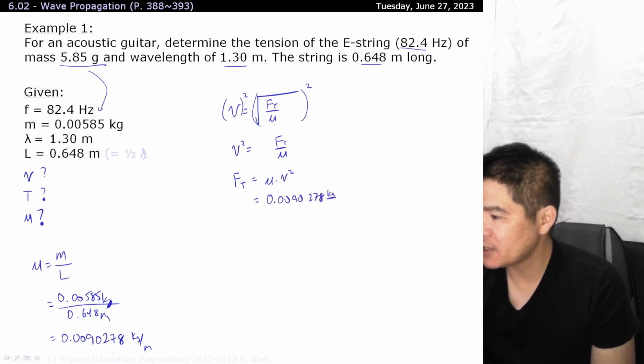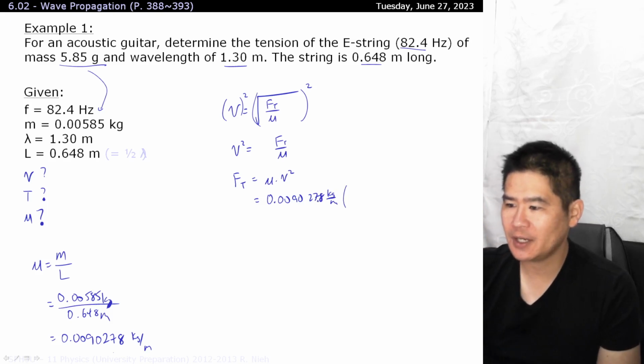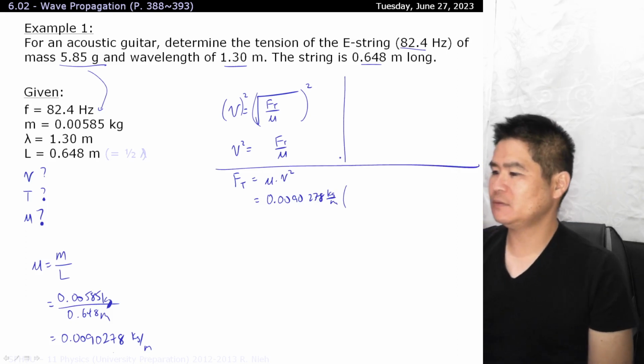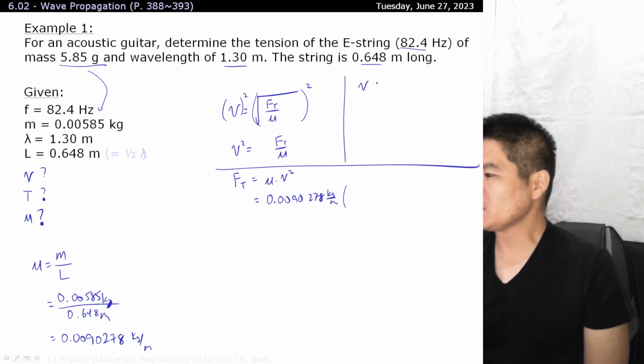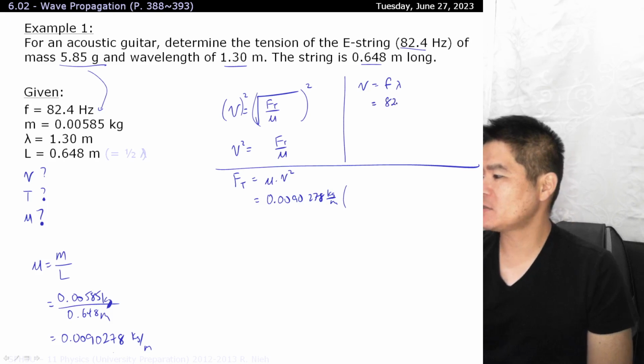Now that we solved for our mu, 0.0090278 kilograms per meter, multiplied by the speed of, we haven't solved for the speed yet. We can't use that formula. We need to find out speed. We know that V is equal to F lambda. Alright, frequency is at 82.4 hertz.